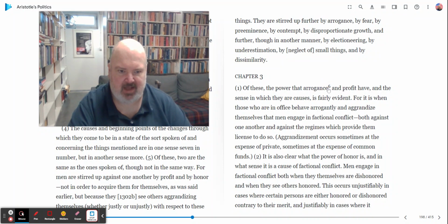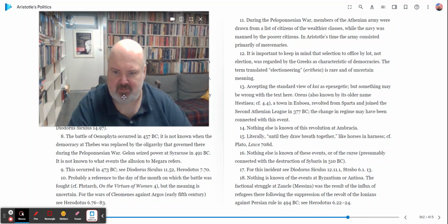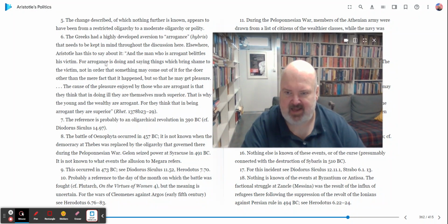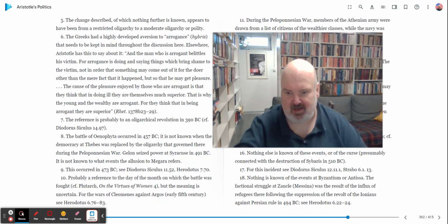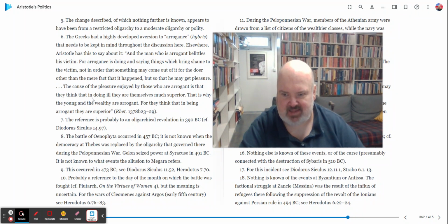So, arrogance. Here Lord has a note: the Greeks had a highly derived sense of arrogance, hubris. This is the word hubris, and it needs to be kept in mind through this discussion. Hence Aristotle has this to say about it, from the Rhetoric: the man who is arrogant belittles his victim, for arrogance is doing and saying things which bring shame to the victim, not in order that something may come out of it for the doer other than the mere fact that it happened, but so that he may get pleasure. The cause of the pleasure enjoyed by those who are arrogant is that they think that in doing ill they are themselves much superior.